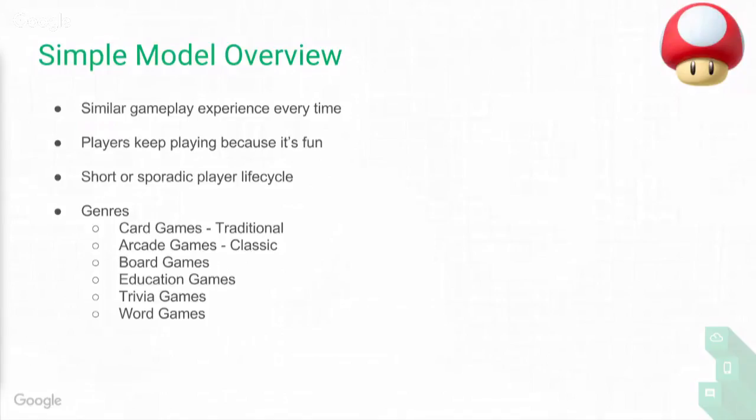So for games that have this sort of model, some example genres here include traditional card games. So I just mentioned solitaire, but a lot of the other card games you're thinking of fall under here, as well as classic arcade games, such as, let's say, Maze Runner, or even these other platformers like Mario. And then a couple other genres that are a bit more general, your board games, some educational, trivia, or even word games that are very straightforward. So those are the types of games that fall in this sort of model.